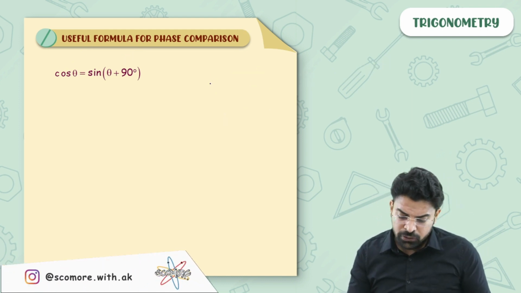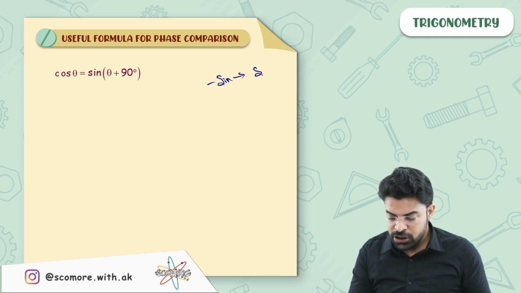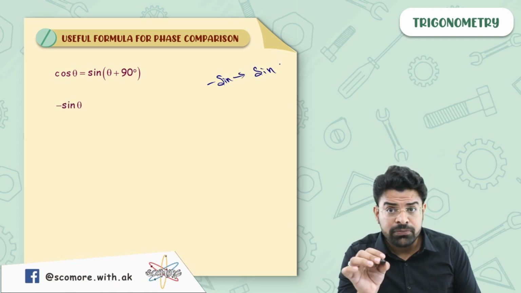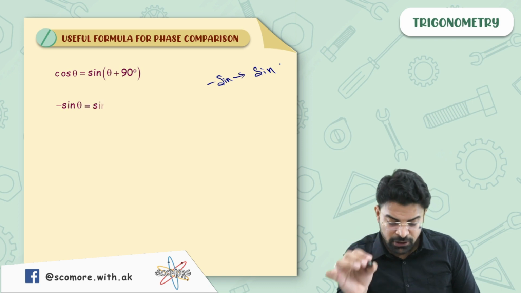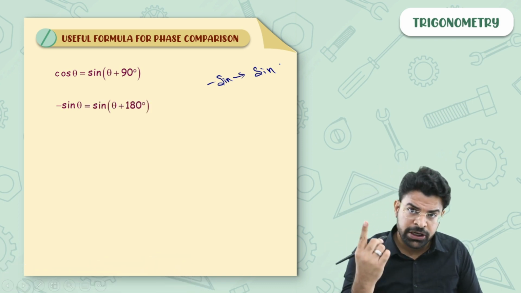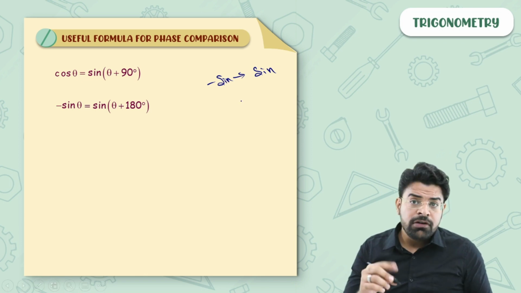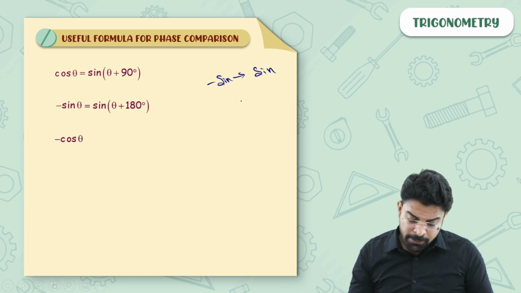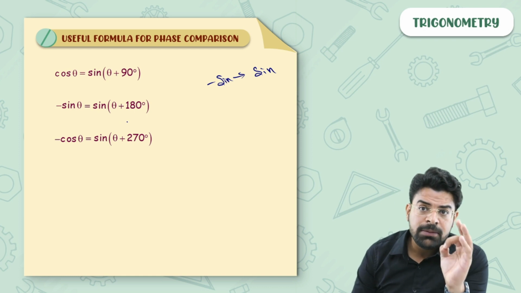Next, how to convert from minus sine to sine. We say that minus sine theta is the same as sine of theta plus 180 degree. Next, how do we convert minus cos theta? We say that minus cos theta can be written as sine of theta plus 270 degree.